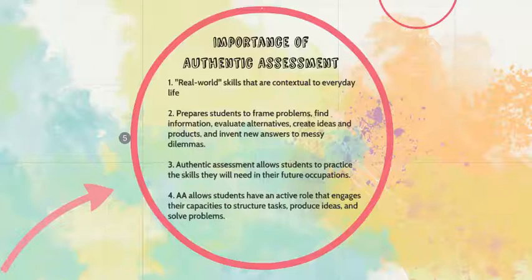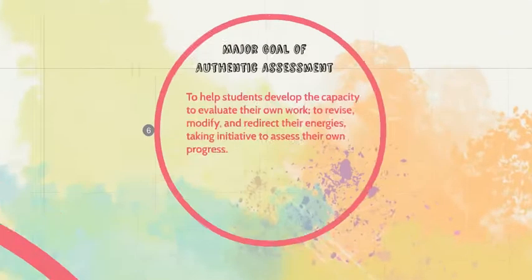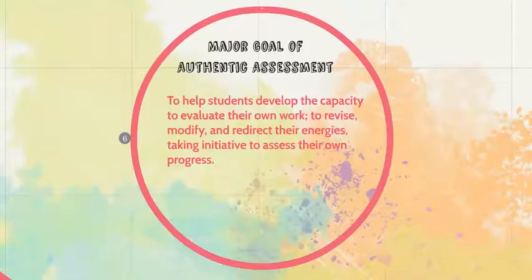Authentic assessment also allows students to have an active role that engages their capacities to structure tasks, produce ideas, and, again, solve problems. A major goal of authentic assessment is to help students develop the capacity to evaluate their own work, to revise, modify, and redirect their energies, taking initiative to assess their own progress. This is huge in terms of self-directed work and self-motivated improvement, which is usually required of all people in real-world situations. So you can see how beneficial this would be.